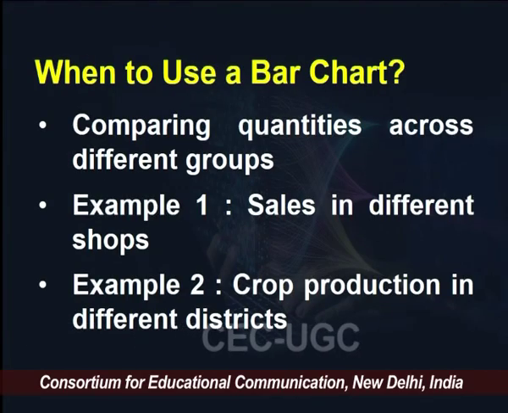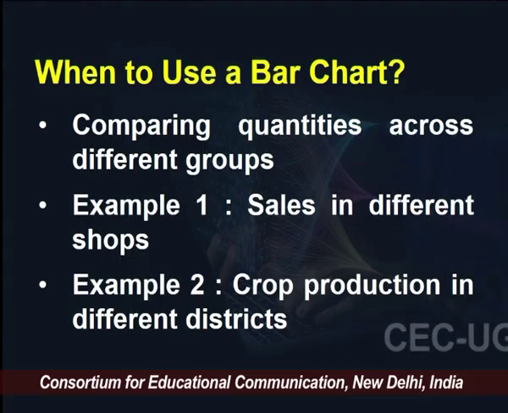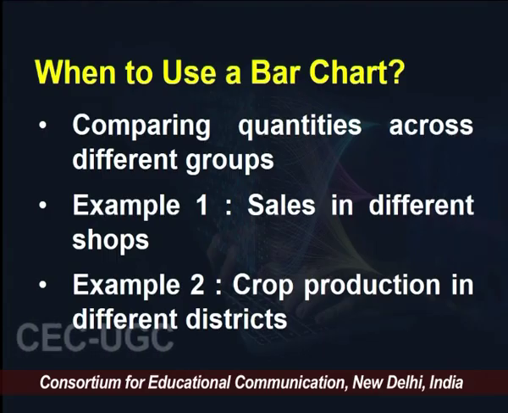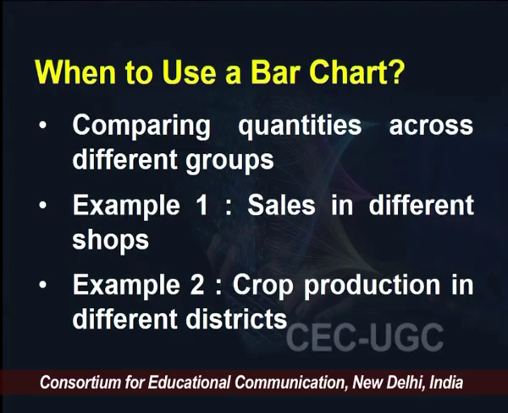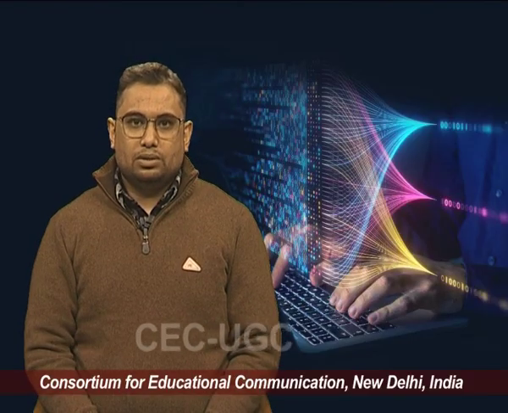Now, the question arises of when to use a bar chart. You use a bar chart when you are comparing quantities across different groups. For example, if you have shop A, shop B, shop C, and you want to compare how much sale they did in a particular year, you will use a bar chart and plot their sales. Similarly, as we have already seen, you can use a bar chart to do a comparison, like we did for crop production in different districts.